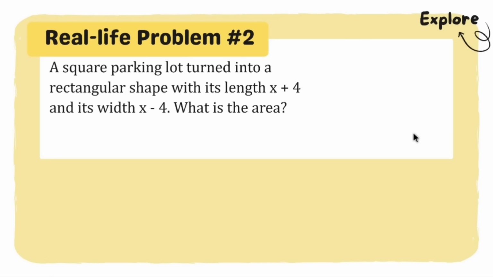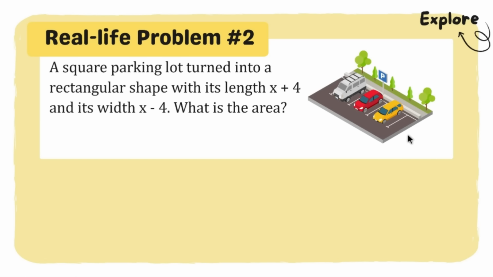Okay, before we have the second special product, let's have this real-life problem number 2. Okay, let's explore this problem muna. So we have here a square parking lot turned into a rectangular shape with its length x plus 4 and its width x minus 4. What is the area? So let's illustrate this problem.